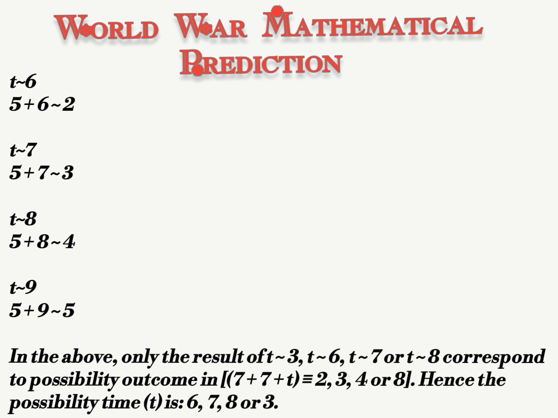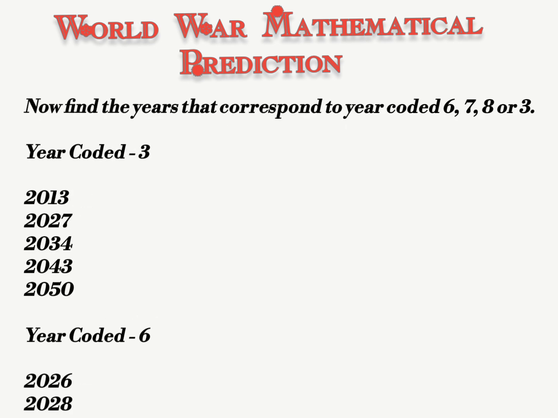In the above, only the results of T approximately 3, T approximately 6, T approximately 7 or T approximately 8 correspond to the possibility outcome in 7 plus 7 plus T is defined as 2, 3, 4 or 8. Hence the possibility time, T, is 6, 7, 8 or 3. Now find the years that correspond to year coded 6, 7, 8 or 3.